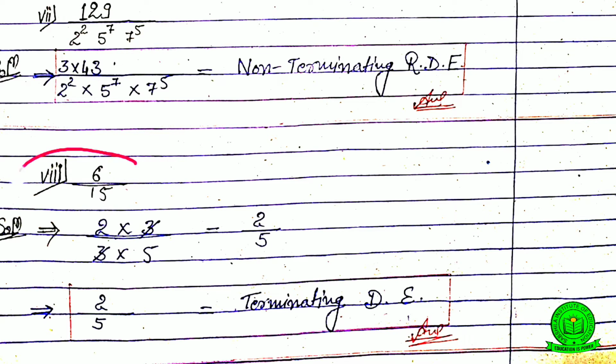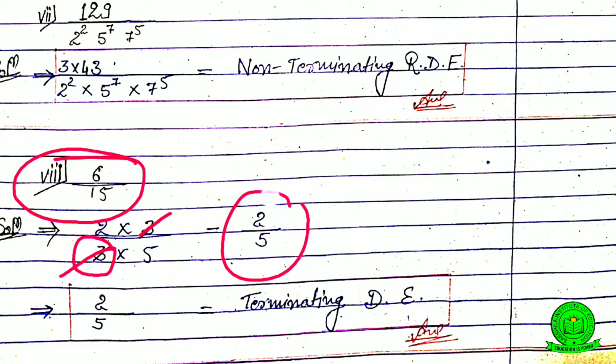See the next question, 6 by 15. 6 can be written as 2 into 3 and 15 can be written as 3 into 5. Here 3 is cancelled by 3. So what we have right now is 2 by 5. Here 5 is in the denominator, so it can be written as a terminating decimal number.